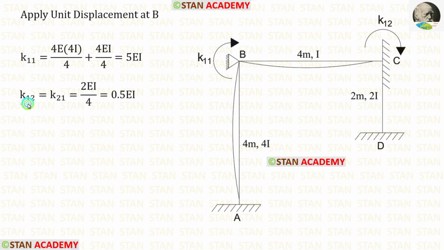Now let us find K12. For that, from the point C, we have to look at the other ends. For CD, there is no curve, so no need to look at the end D. Let us look at the end B. At the end B, there is a hinged support. If the far end is hinged, the formula is 2EI upon L. Length of CB is 4. Let us apply that. Finally, for K12, we are getting 0.5 EI. The values of K12 and K21 will be the same.